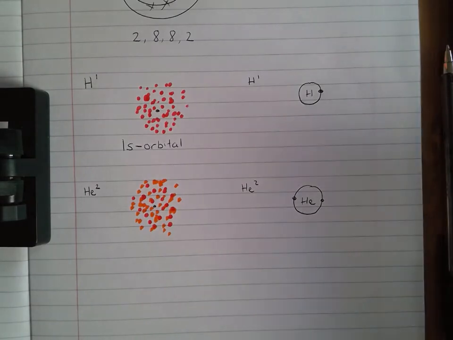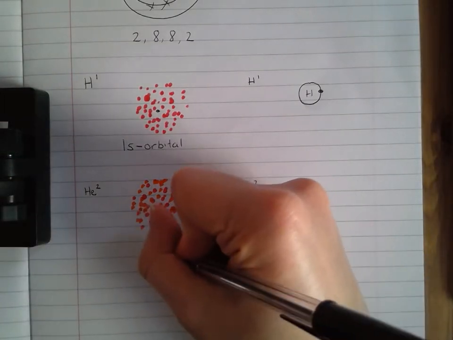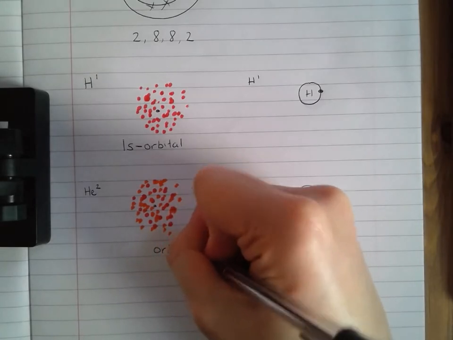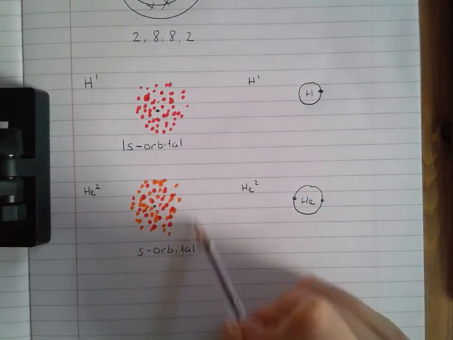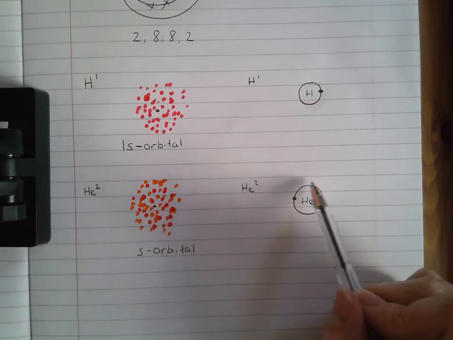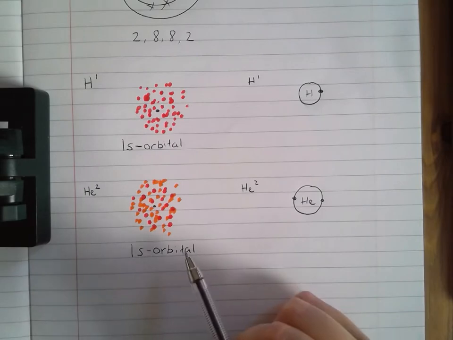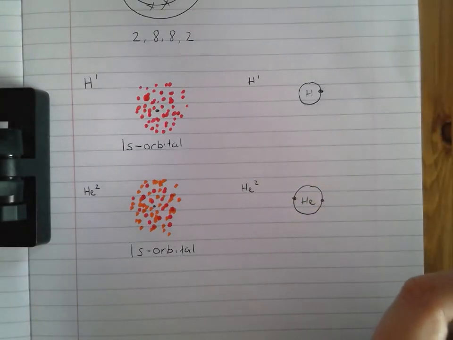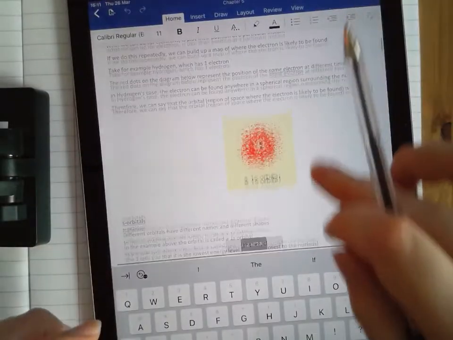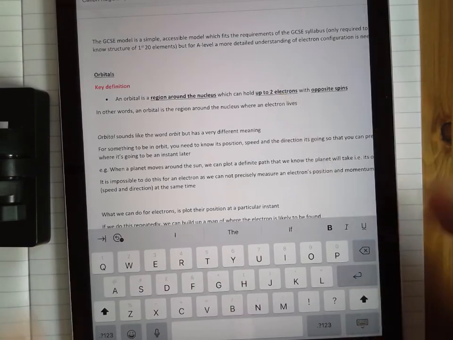So this whole region where you can find an electron is called an orbital. This region is spherical, so I say it's an s orbital. And this s orbital is equivalent to the first shell that we had at GCSE, so I'm going to say it's a 1s orbital. Now, if I go back to the definition that I gave you for orbitals a second ago, you will see that orbitals can only hold 2 electrons.